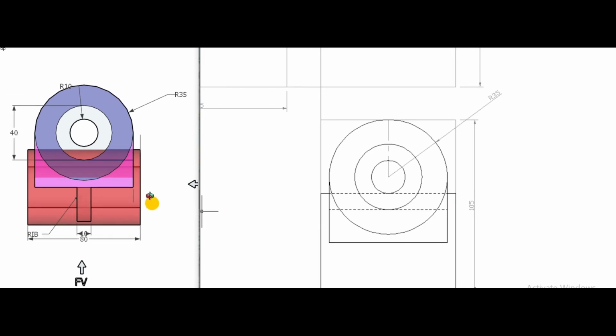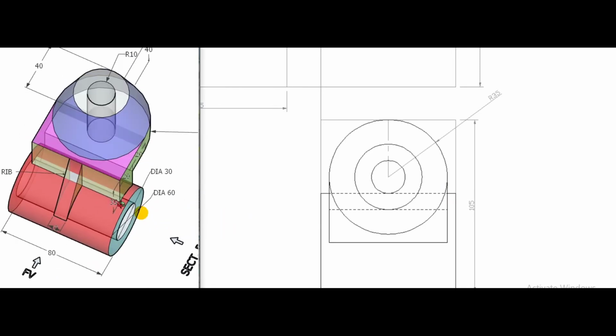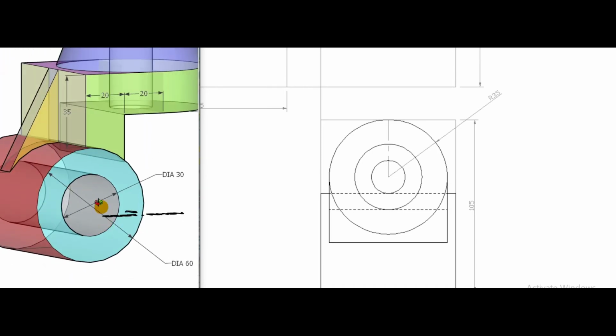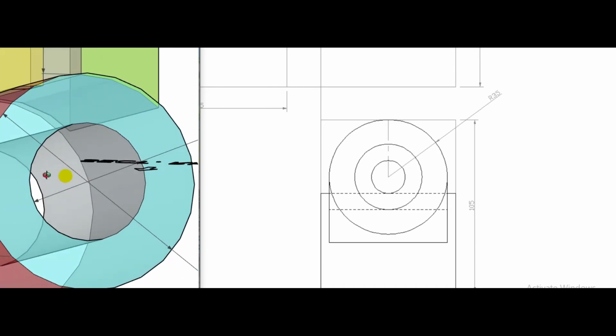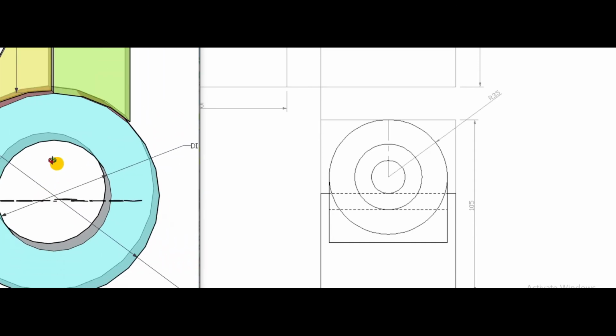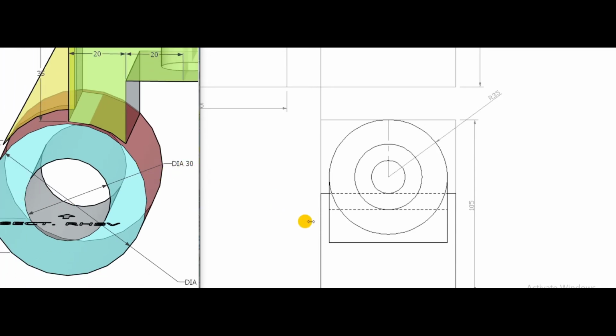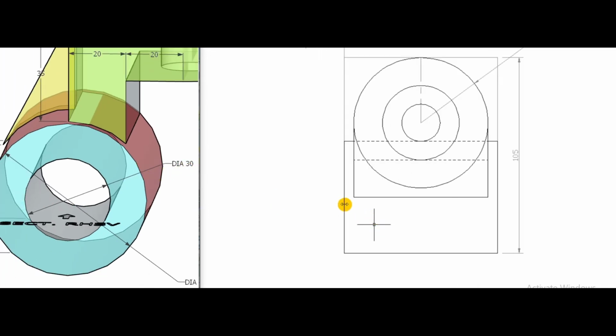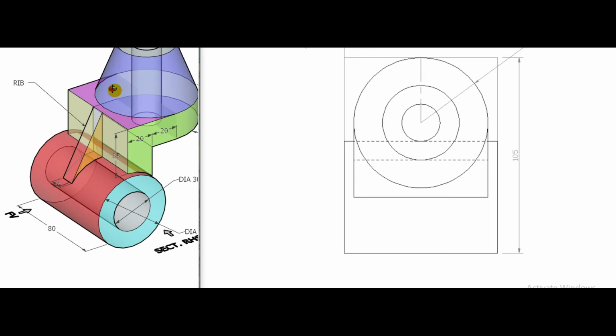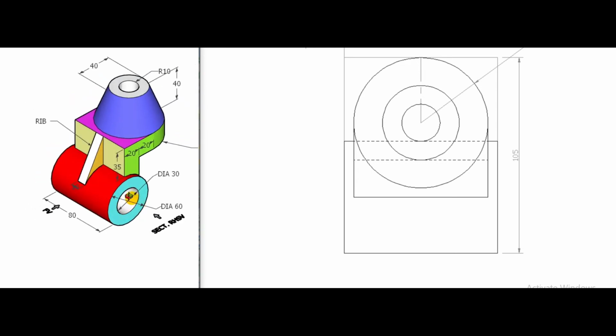Now as a cylindrical hole is drilled here, this portion is also not visible, so we have to show it by a dotted line. So this circle is of 30 millimeter diameter, so we have to draw this portion by a dotted line. So before this we look at the center point. The center point for this portion will be here, 30 millimeter. Draw the center line.